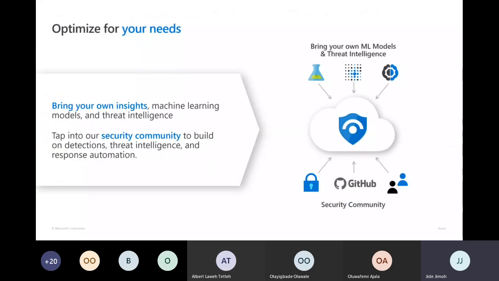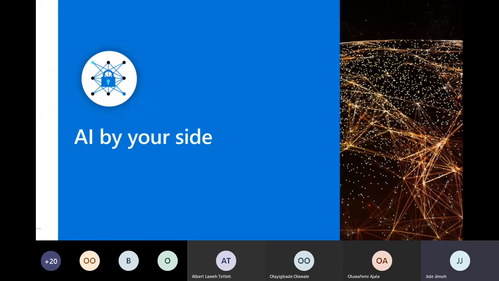So it's optimized for your need, and allows you to bring in your own insights and machine learning models for security organizations that want to do more than what we've provided. You can bring in your own machine learning, your own threat intelligence, and also you can tap into the security community. We have that on GitHub, where people have gone and written playbooks and workbooks and all of that, all being vetted by Microsoft. You can also just tap into that and get those playbooks, deploy them into your own environment, and then you have all of those additional features enabled for you. So AI by your side.